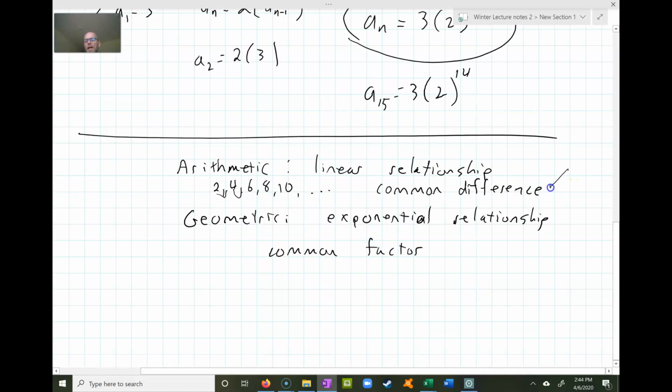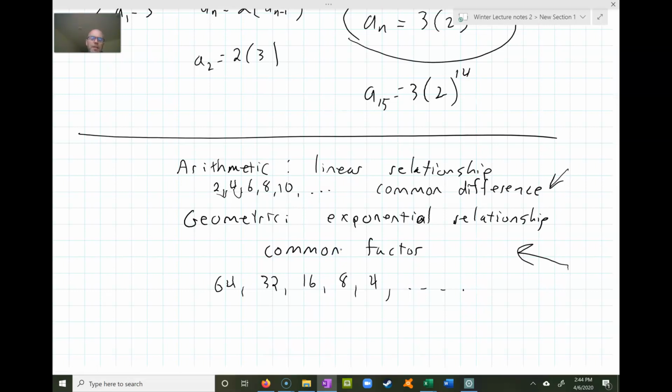So up here I'm adding or subtracting the same thing over again. Down here I'm multiplying or dividing the same thing over again. So another example would be 64, 32, 16, 8, 4, ... That would be a geometric sequence, because to get from one term to the next, you're dividing by 2, or multiplying by 1/2, same thing. Okay, so we've got arithmetic sequence, geometric sequence.